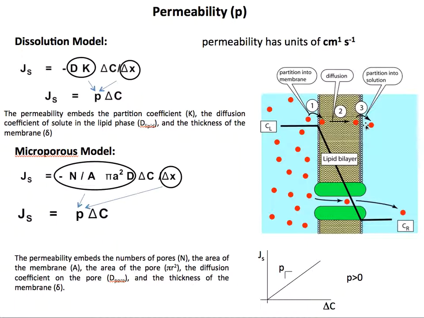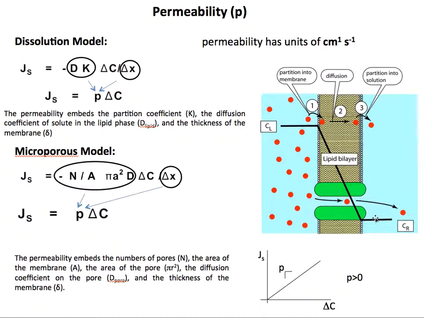When you have this micropores model, you can take every single variable, including the negative sign in front, and rewrite that as P times delta C. So JS is always just permeability times concentration difference.